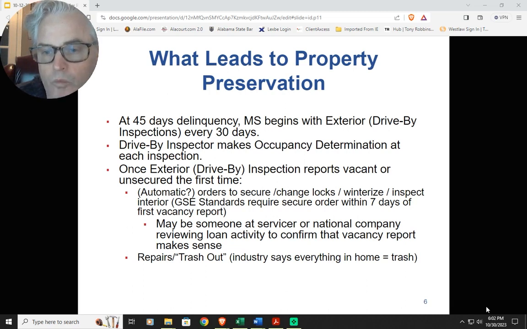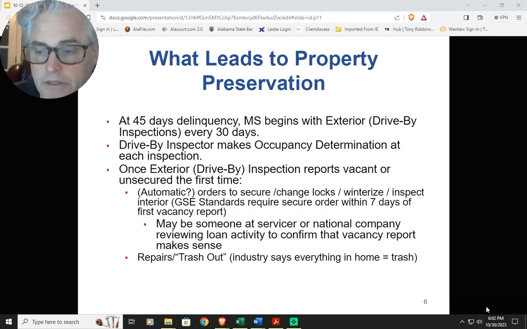Then once there's a determination or a report that the house is vacant or unsecured for the first time, the system automatically takes that finding and automatically generates orders. And when I say the system, I mean the mortgage servicer. They automatically generate orders to secure the property.